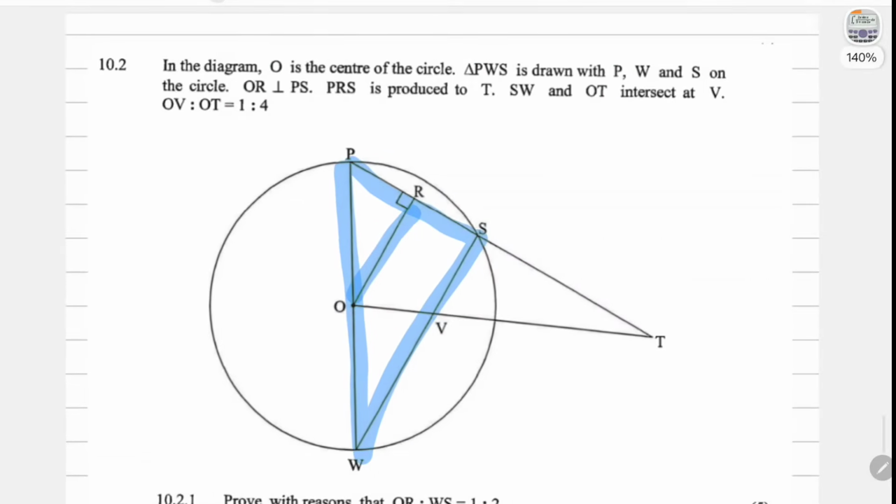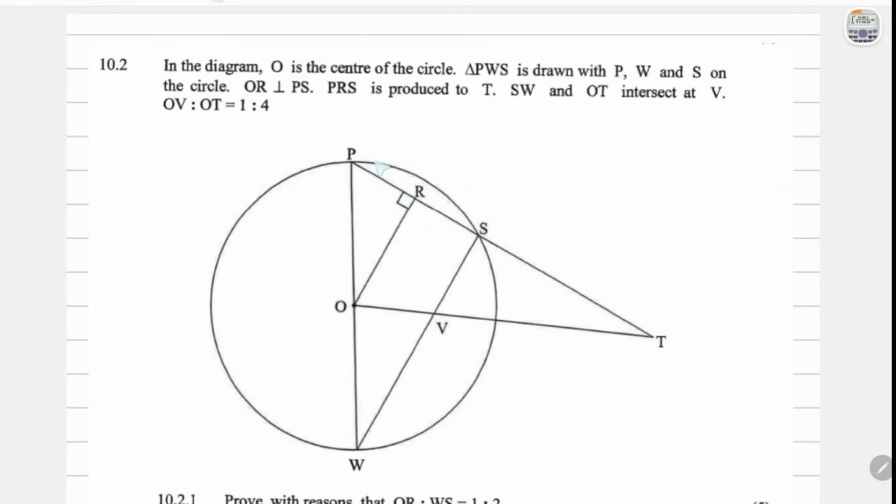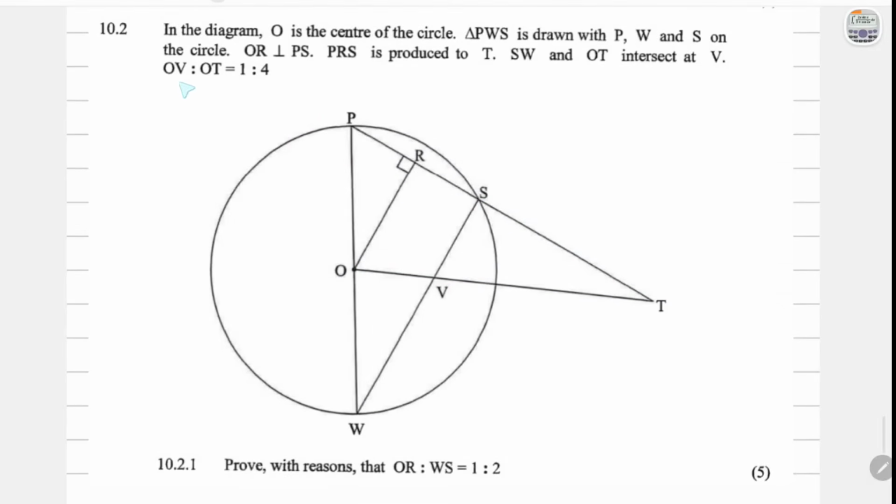Okay, and we have PRS is produced to T. So this line just gets produced to T. SW and OT intersect at V, so these two lines intersect at V. And lastly, that's something we need to take down. OV is to OT is 1:4. Okay, so OV is to OT, that is 1:4.